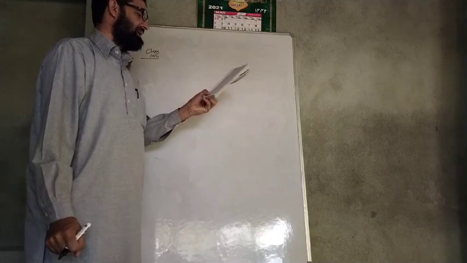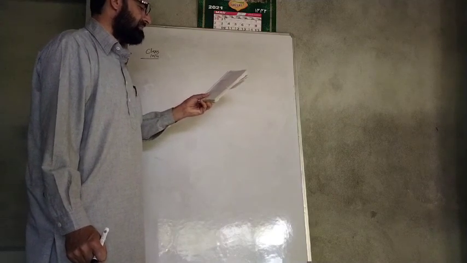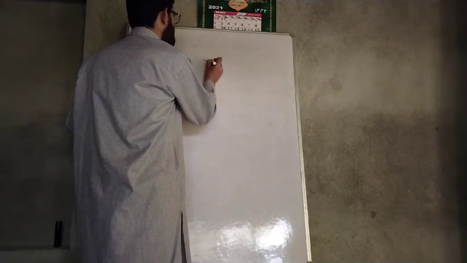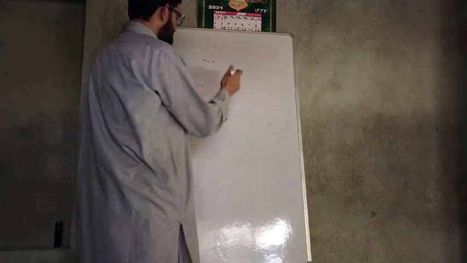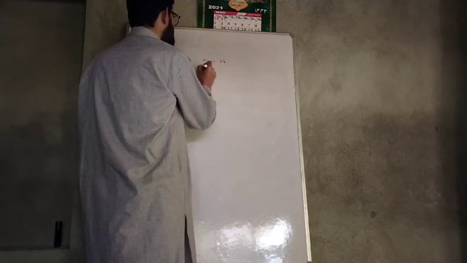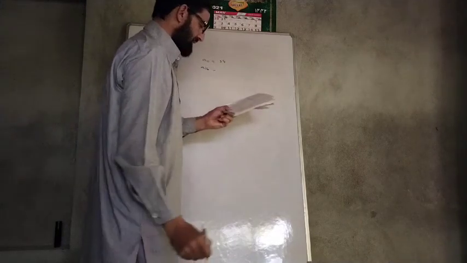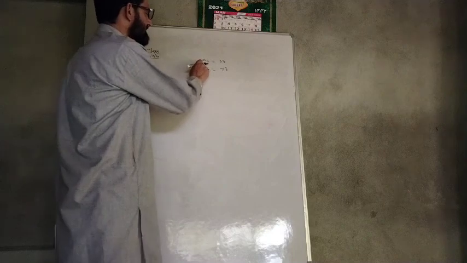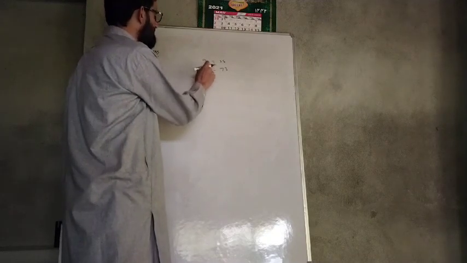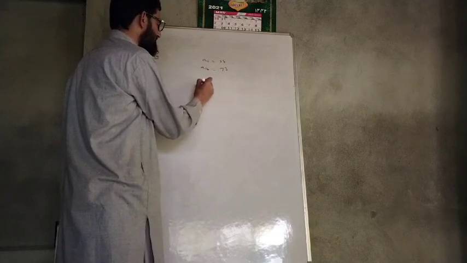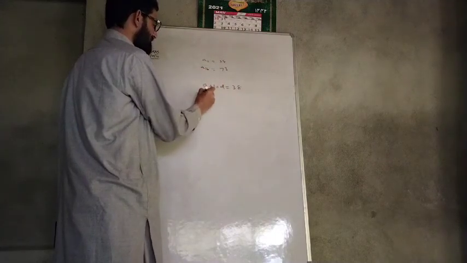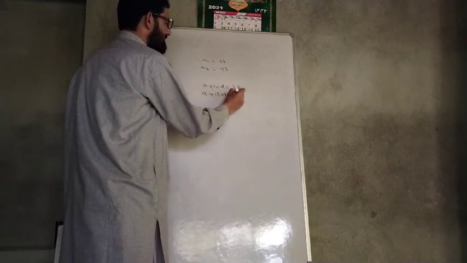Find the 31st term of an AP. The 11th term is 38 and the 16th term is 73. So the 11th term a 11 is equivalent to 38, and the 16th term a 16 is equivalent to 73. We have to find the 31st term. What is the 11th term? It is a plus 10d equal to 38. What is the 16th term? It is obviously a plus 15d equal to 73.